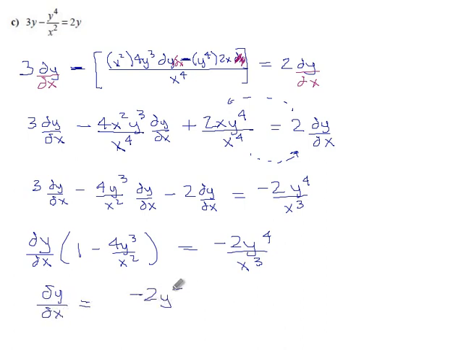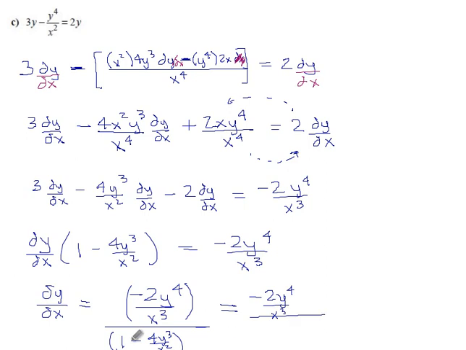minus 2y to the fourth over x cubed, divided by 1 minus 4y cubed over x squared. We could clean this up tremendously if we got a common denominator here and then multiplied by the reciprocal. Let's do it. I shouldn't just claim that and then not follow through. 2y to the fourth over x cubed, over, this 1 is x squared over x squared.